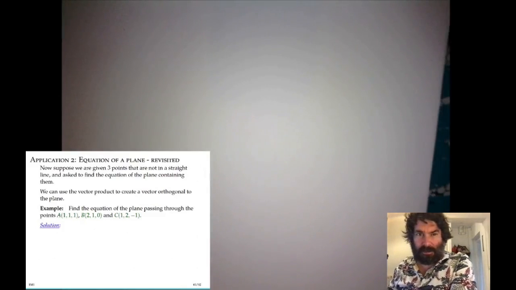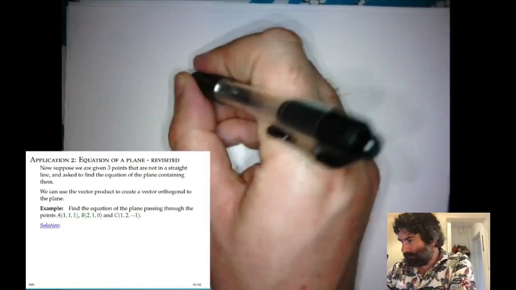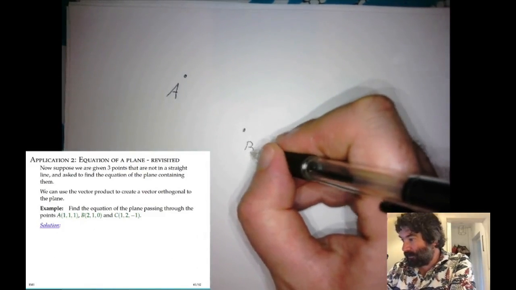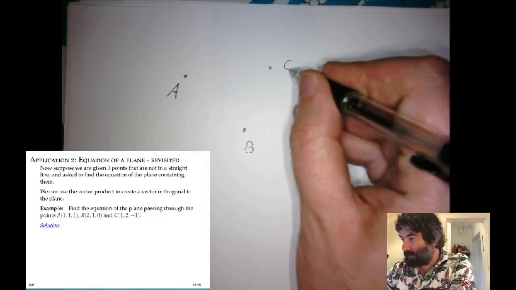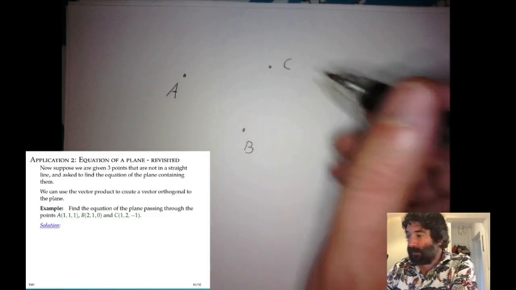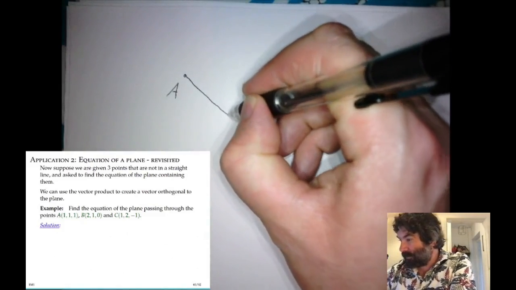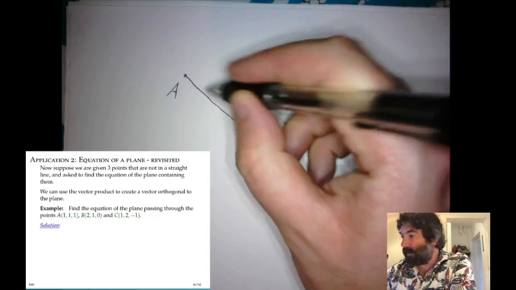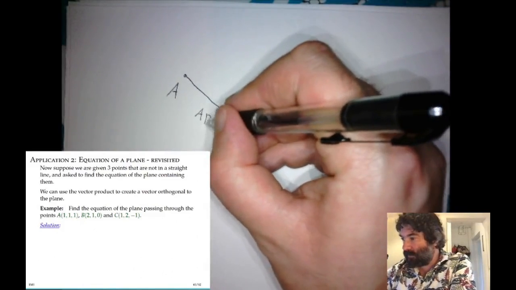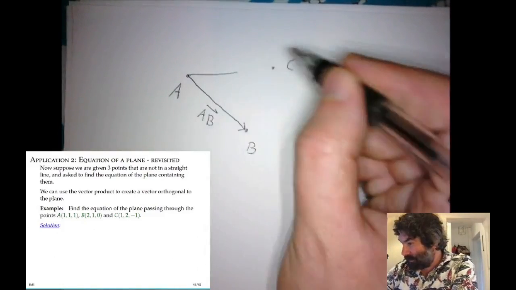So we have 3 points, A, B, and C. And I'm just drawing the points arbitrarily, not trying to put them on any coordinate axes, but we have these 3 points, A, B, and C, which are all in a plane. And we want to find 2 vectors that are tangent to the plane. So one such vector will be the vector from A to B. Write that as AB with the arrow. And another such vector will be the vector from A to C.